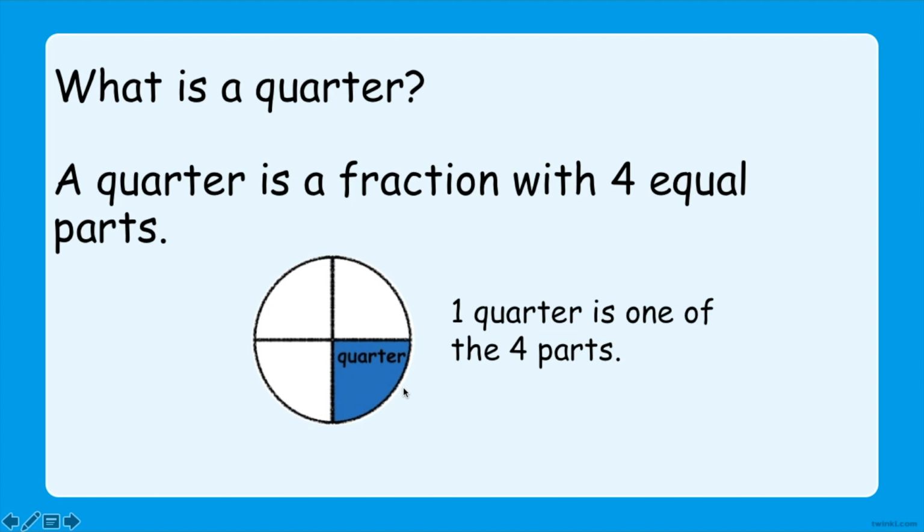What is a quarter? A quarter is a fraction with 4 equal parts. So we've split our circle into 4 parts. 1, 2, 3, 4. That means that it is split into quarters. 1 quarter is one of the 4 parts. So this blue bit on its own is 1 quarter. This part is 1 quarter. This part is 1 quarter. And this part is 1 quarter.